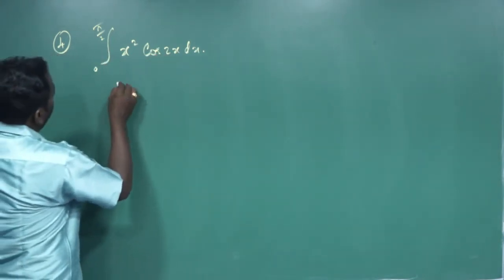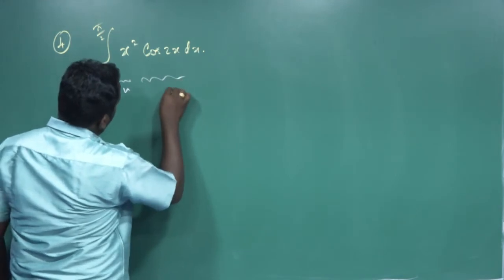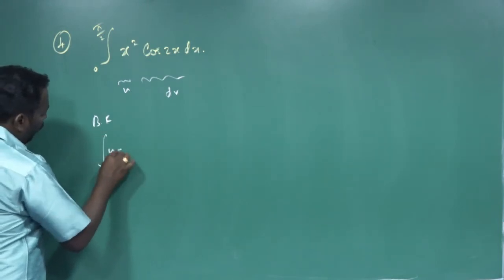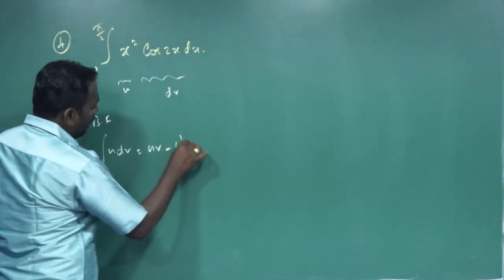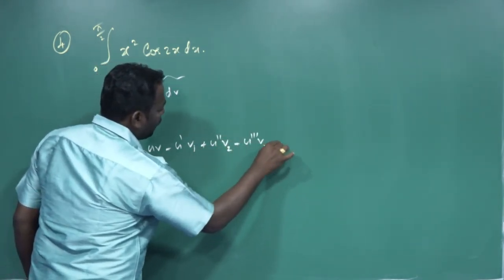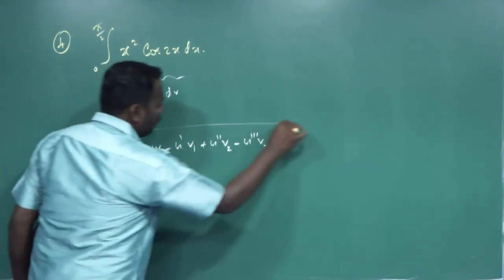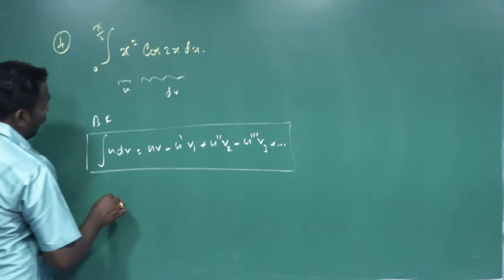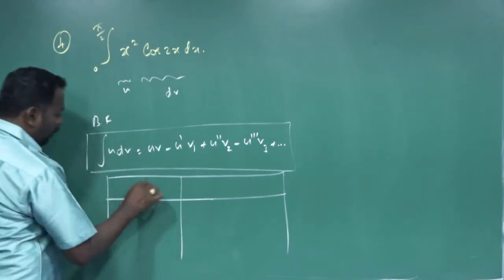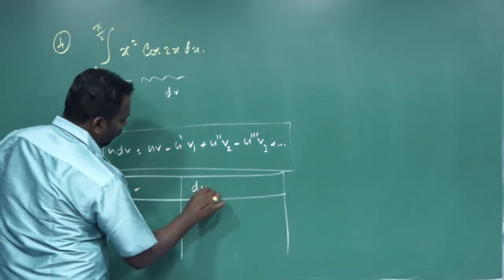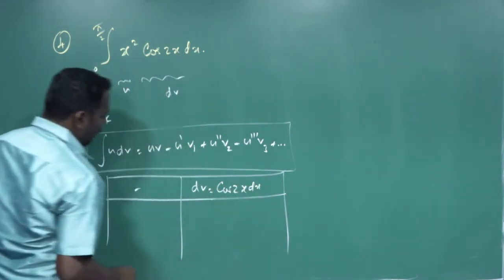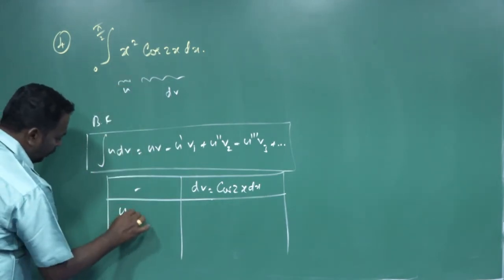Now, this expression is in the form of u into dv. Therefore, by applying Bernoulli's form, the integral of u into dv is equal to uv minus u dash into v1 plus u double dash into v2 minus u triple dash into v3 plus and so on. Now consider dv equal to cos 2x into dx, and u equal to x square.